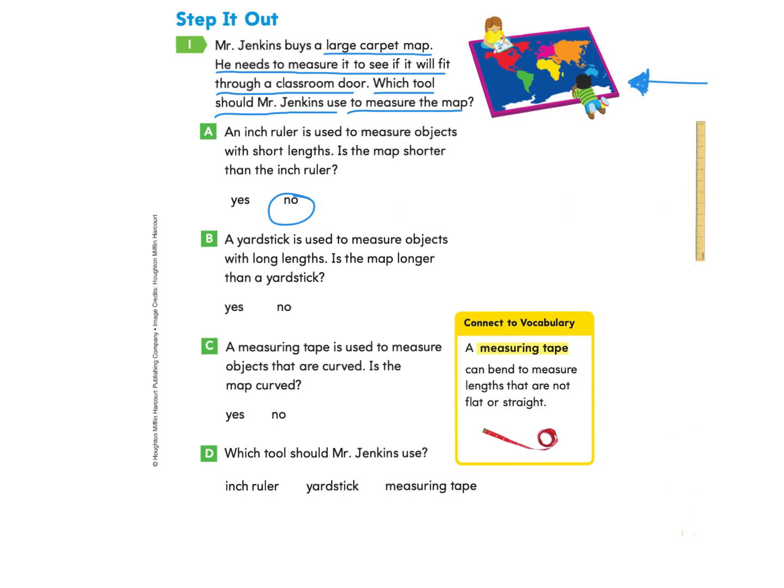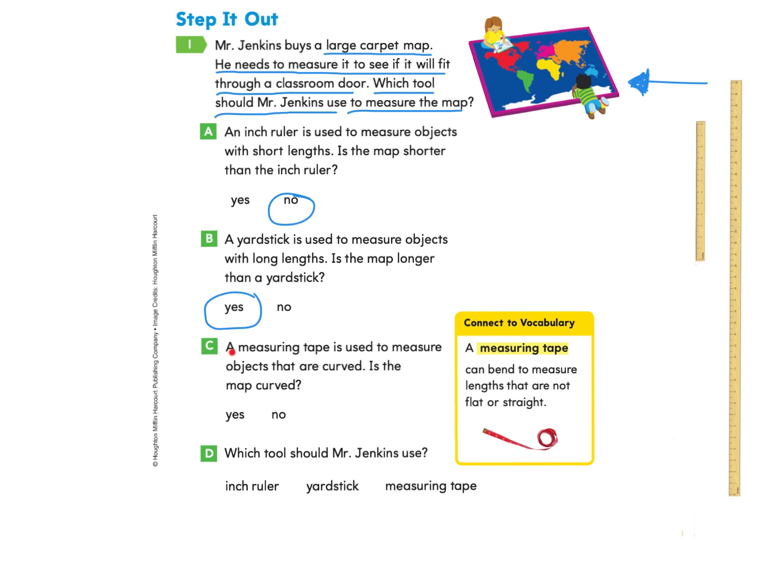All right, let's take a look at Part B. A yardstick is used to measure objects with long lengths. Is the map longer than a yardstick? Yes or no? So here's an example of what the yardstick looks like. Remember, this is a big map that goes on the floor. And we think about a yardstick being 3 of those 12-inch rulers. So is the map longer than the yardstick? You can pause and try this part on your own and come back. And when you do, you'll notice that yes, that map is longer than a yardstick.